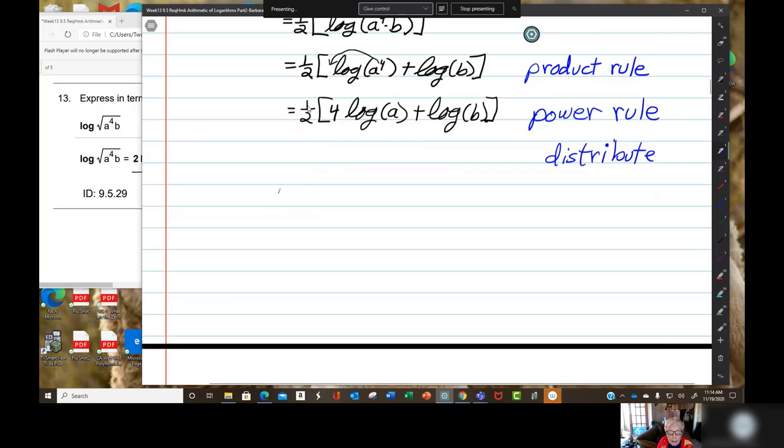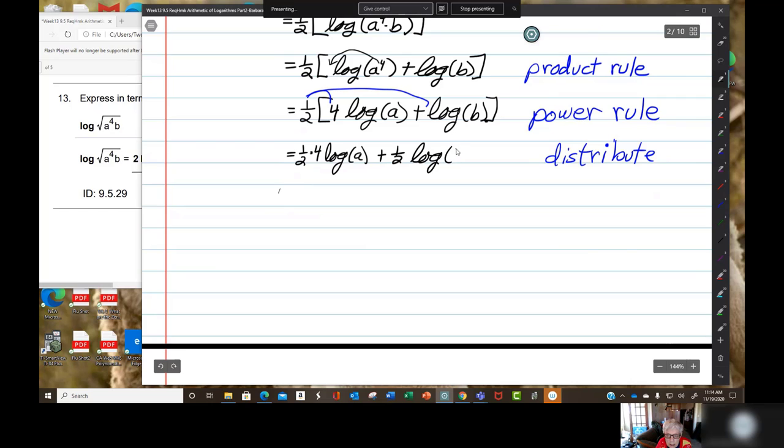I'm going to take 1/2 and distribute it in there and in there. So we'll have 1/2 times 4 log A plus 1/2 times log of B. Now 1/2 times 4 is 2. So our final answer should be 2 log A plus 1/2 log B.